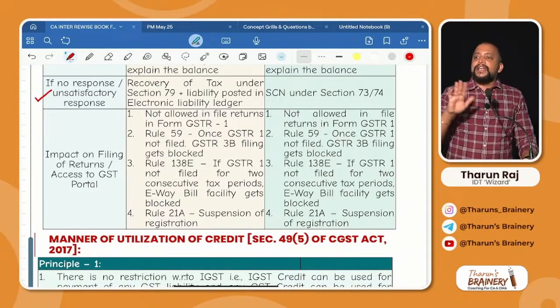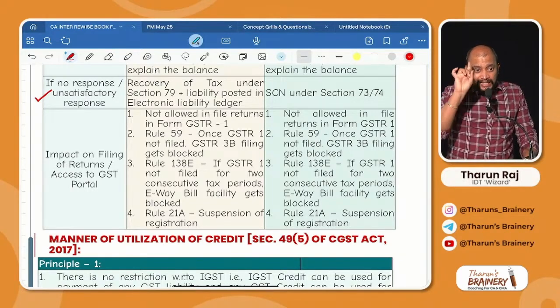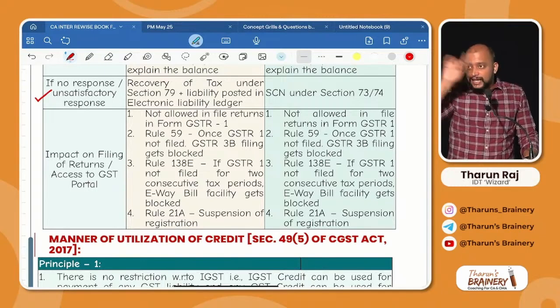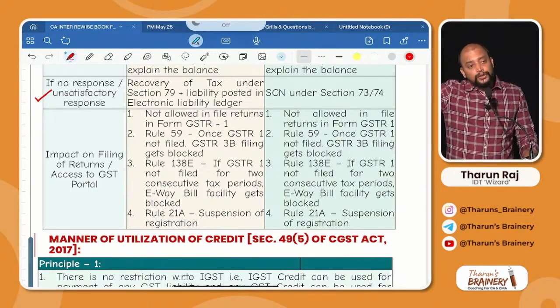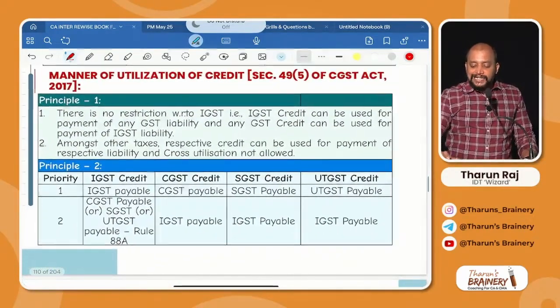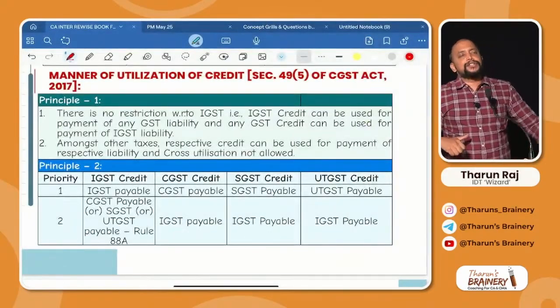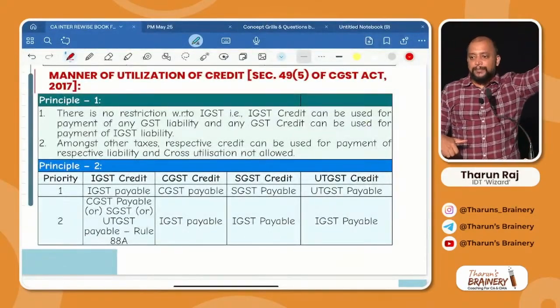Understood here? When 88C, when 88D, got the clarity? 88C when? Liability in GSTR 1 more than 3B. Next, 88D when? ITC in 3B more than 2B. So with this, we completed availment of ITC. All the provisions related to availment of ITC we completed.